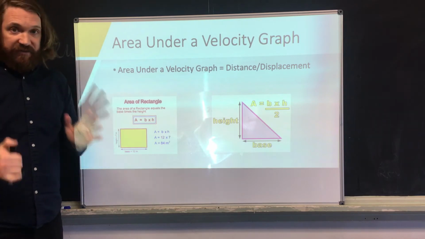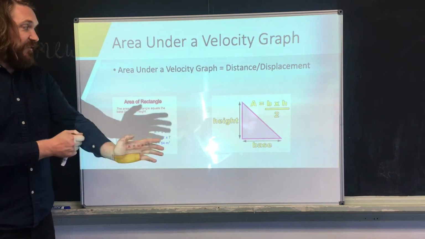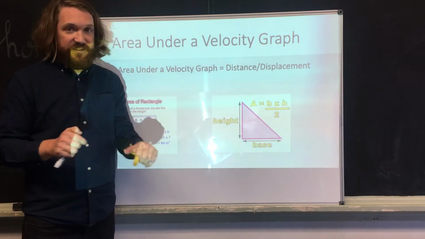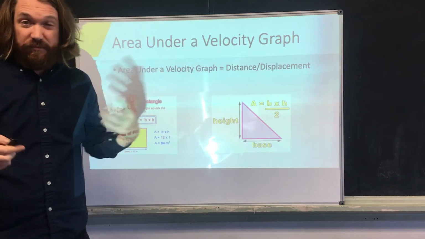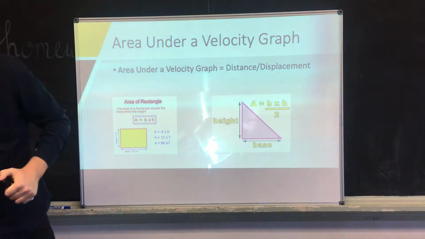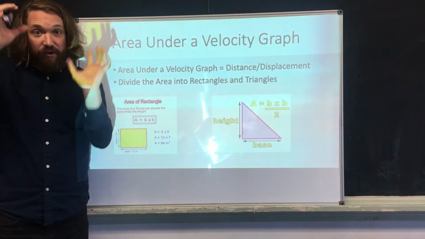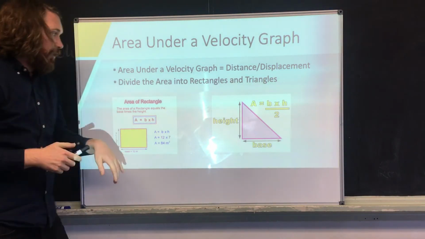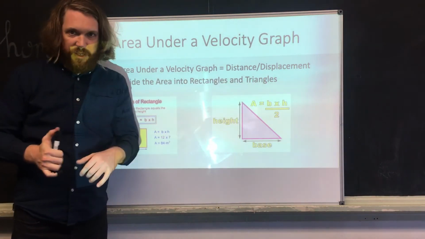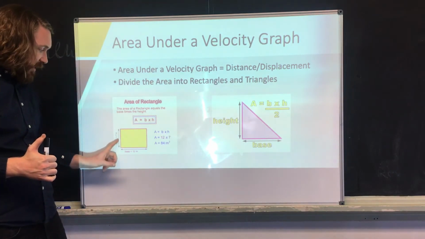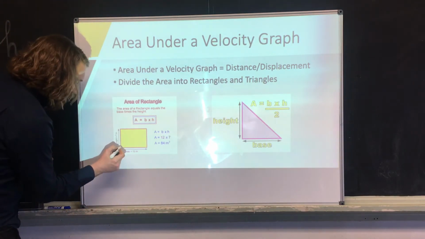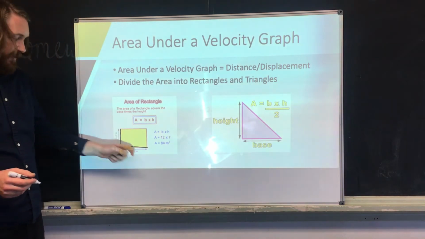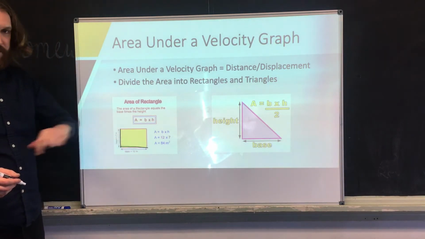If you have a velocity graph and you find the area under that graph, you find the distance or the displacement, if it's positive or negative. What you have to do is take that graph, take the area between the line and 0, and cut it up into rectangles and triangles. The area of a rectangle is very simple. It is the base of the rectangle times the height of the rectangle. Base times height equals area, B times H.